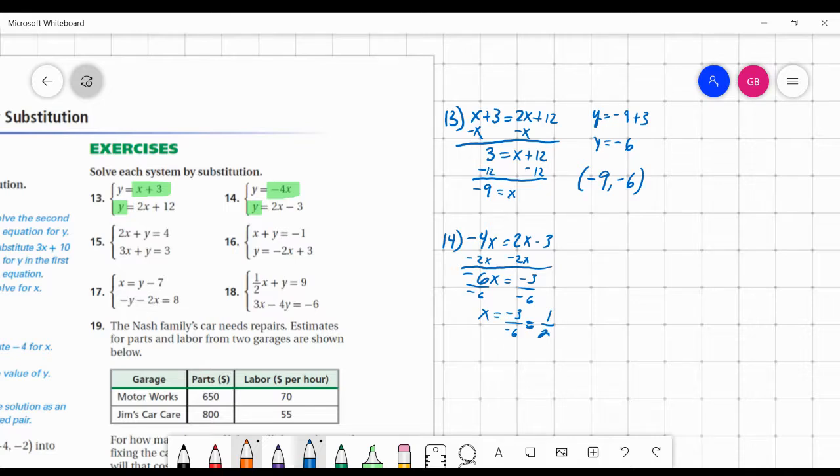And to find the y value, I will plug it into the first equation there. So negative 4 times 1/2. So half of negative 4 is negative 2. So my solution is 1/2 comma negative 2. That's my solution.